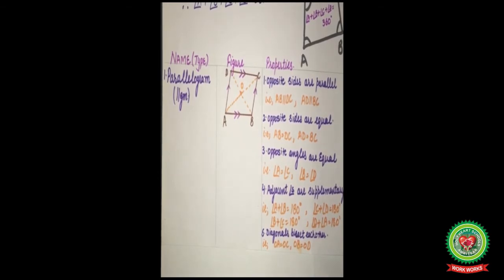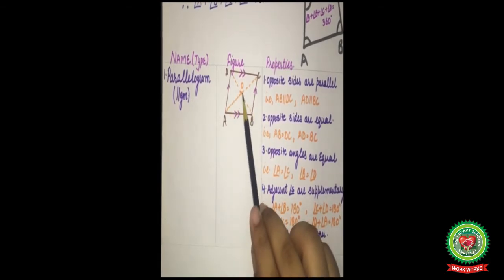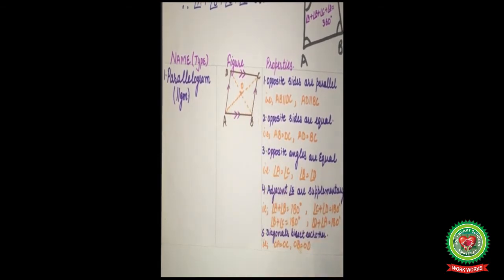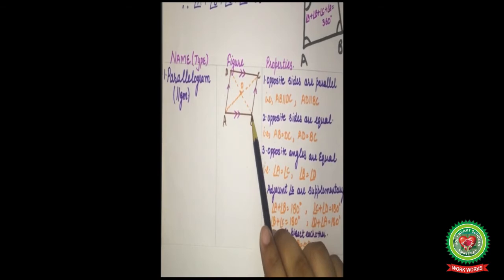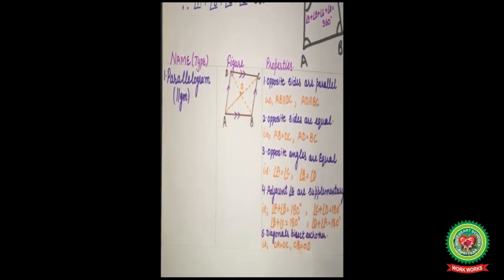The last property is that the diagonals bisect each other. That is, OA will be equal to OC and OB will be equal to OD.